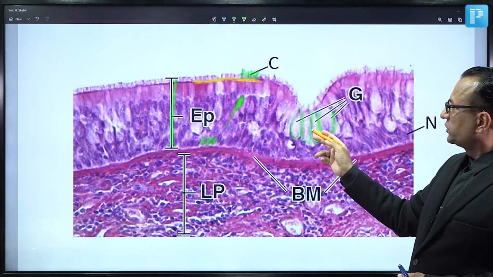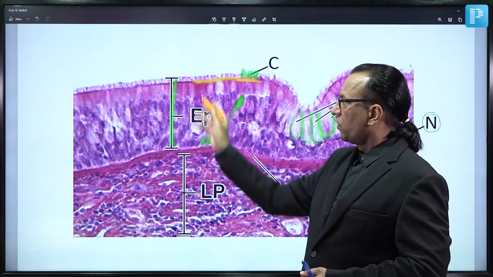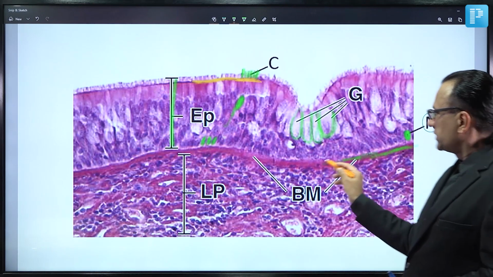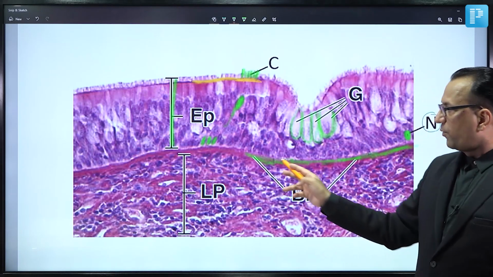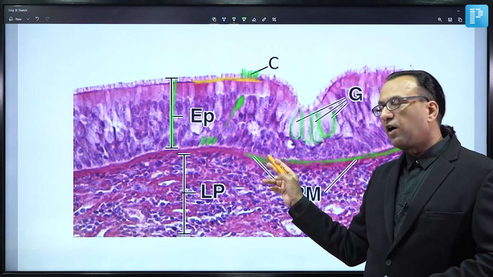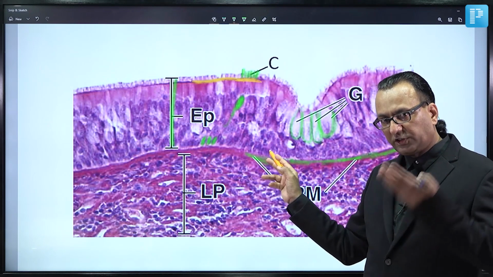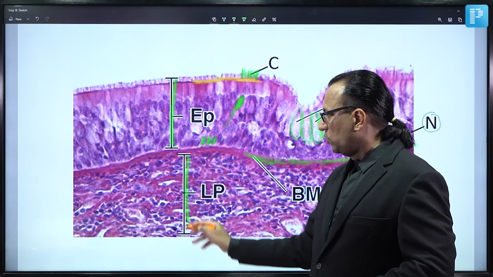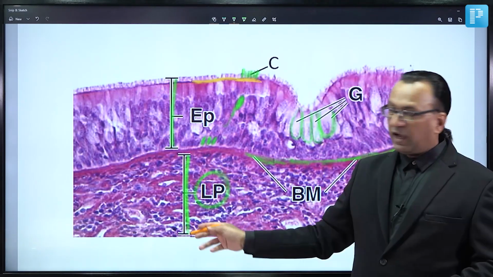So G is the goblet cell, and as you will notice, the N are the nuclei, as we have shown here for the epithelium, and they are sitting on this basement membrane. So this BM, as you notice, is the basement membrane. It will have two components, the basal lamina and reticular lamina. Basal lamina is contributed by the epithelium and reticular lamina is contributed by the connective tissue, which is subepithelial. This subepithelial connective tissue is loose areolar connective tissue, and we call it the lamina propria. Remember, it will be cellular.